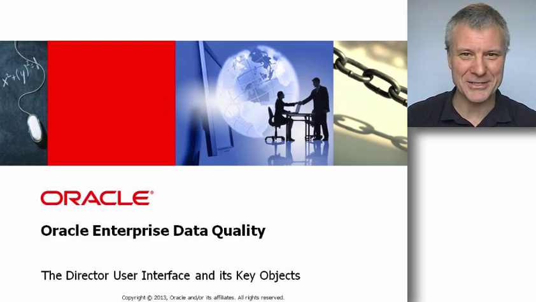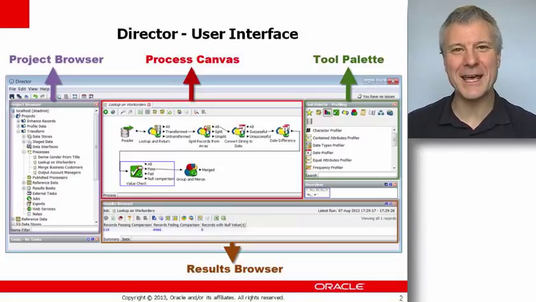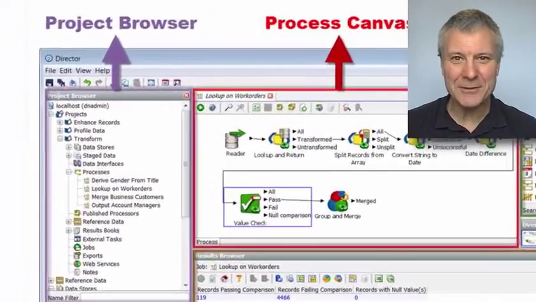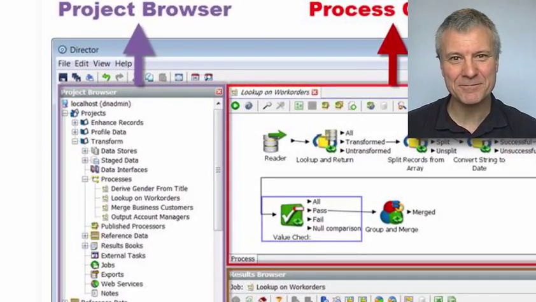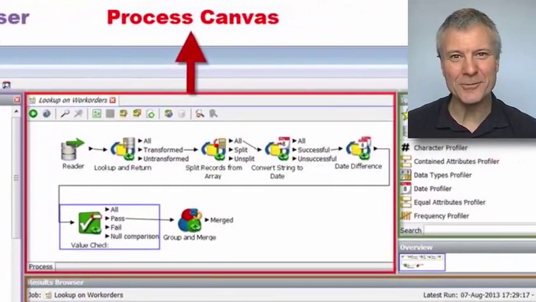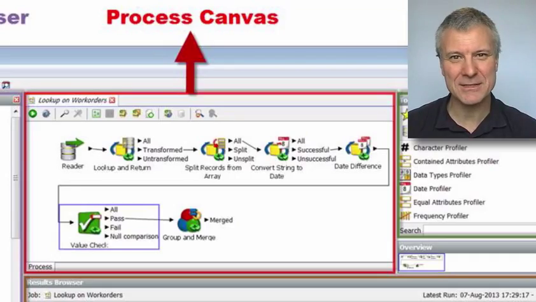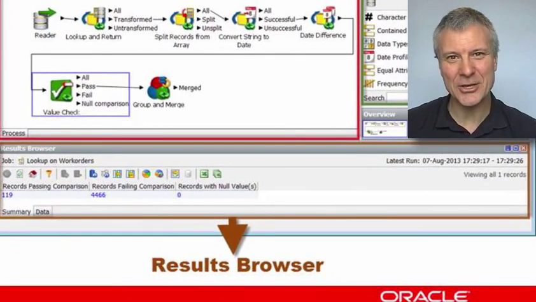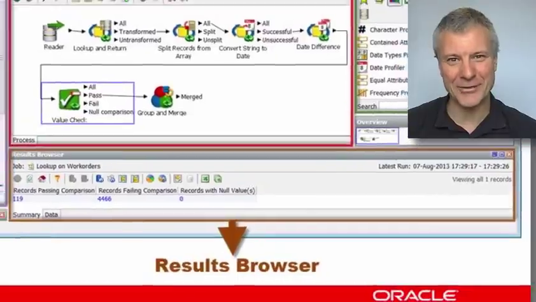But we'll start with the Director user interface. So let me tell you about how that works. There are four main areas of the Director user interface. On the left, we have the project browser. In the middle, we have the process canvas, which is sometimes just known as the canvas. On the right, we have the tool palette. And at the bottom, you can see the results browser.